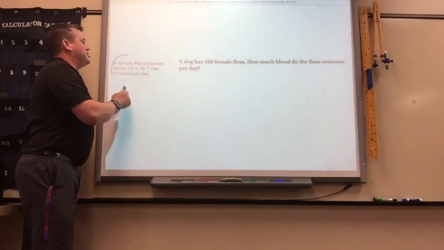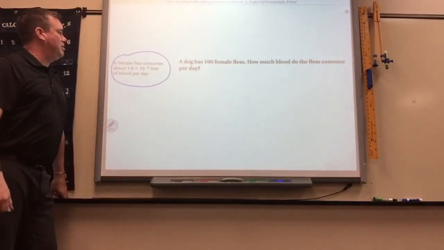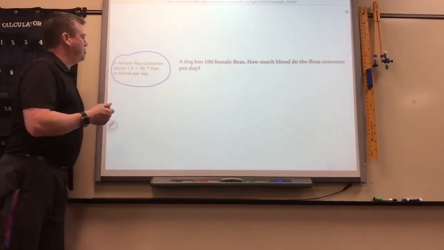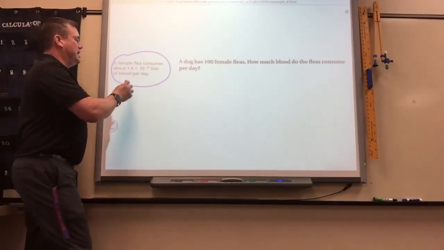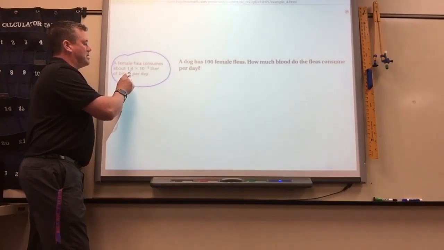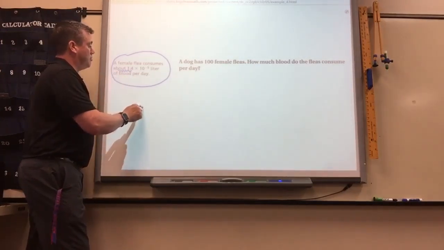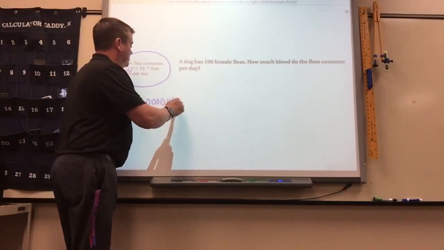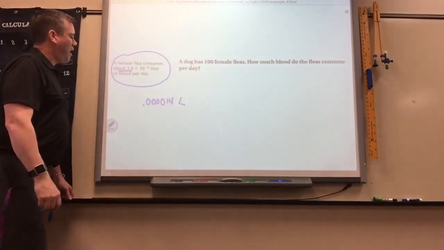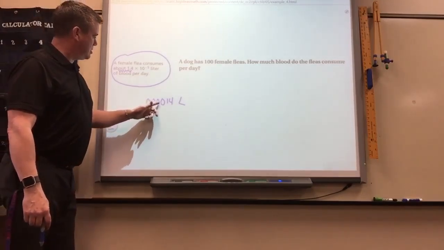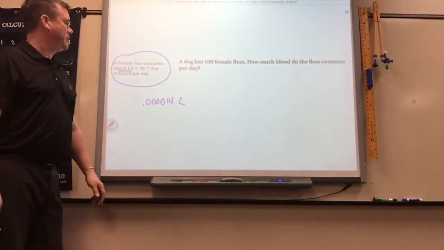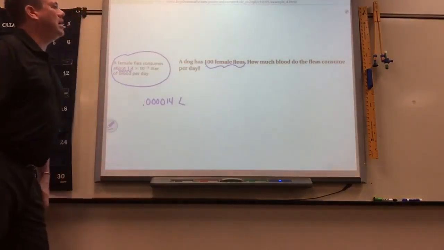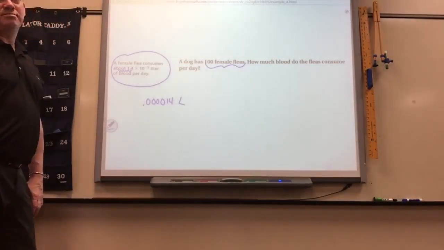Here they've got some information on the side you need to know. A female flea consumes about 1.4 times 10 to the negative 5th liters of blood per day. So we'd have to move that 5 spots. 1, 2, 3, 4, 5. So 0.000014 liters. If a dog has 100 female fleas, how much blood do the fleas consume?